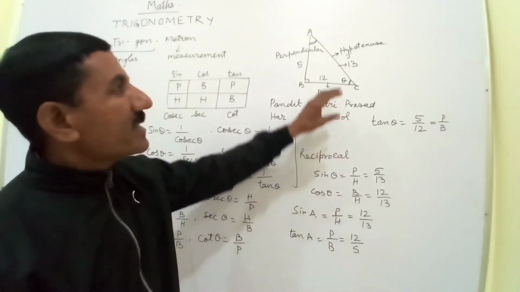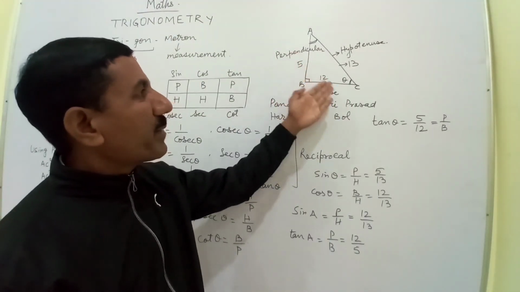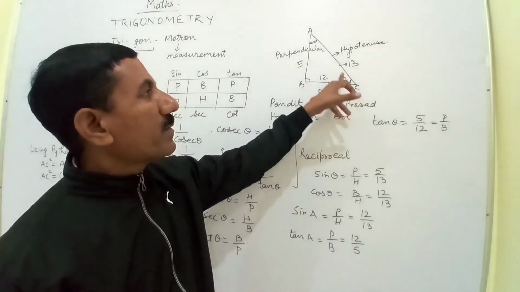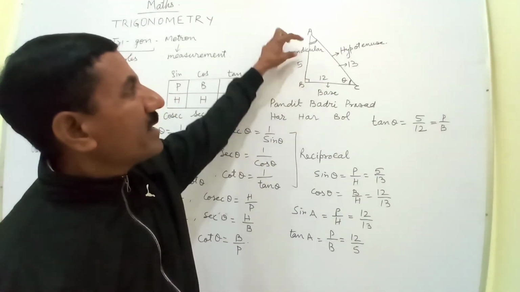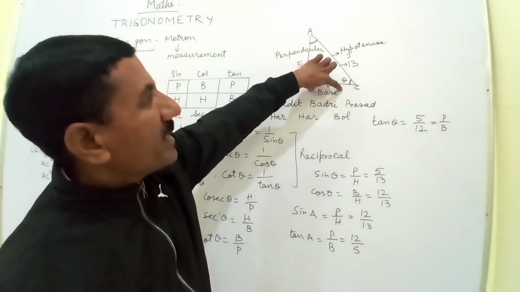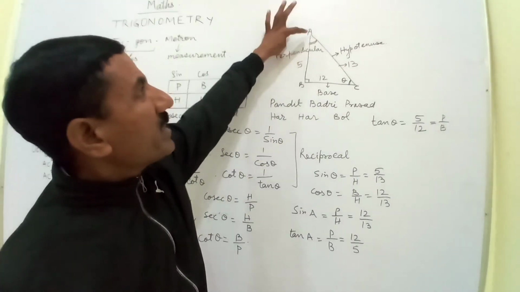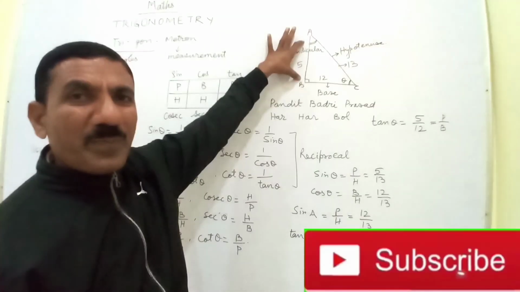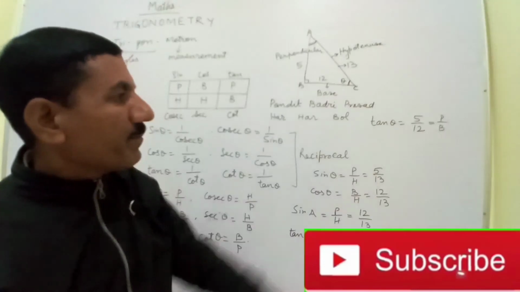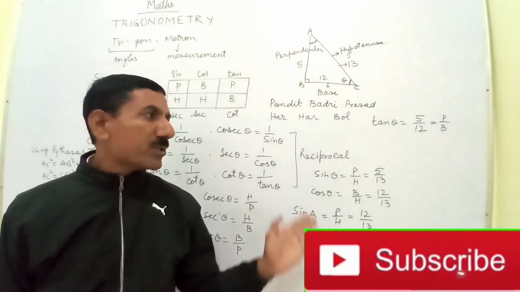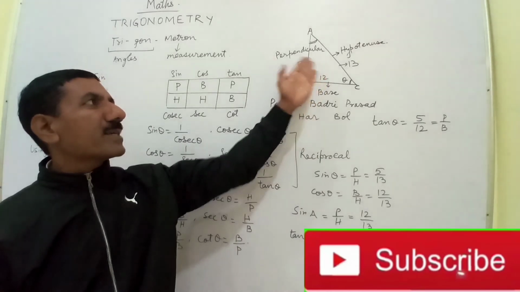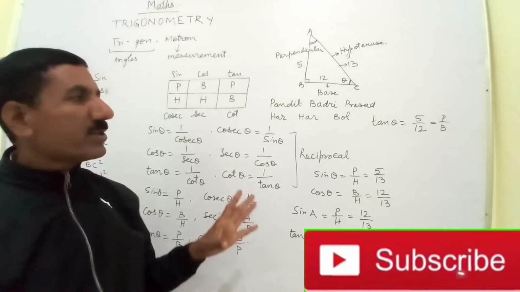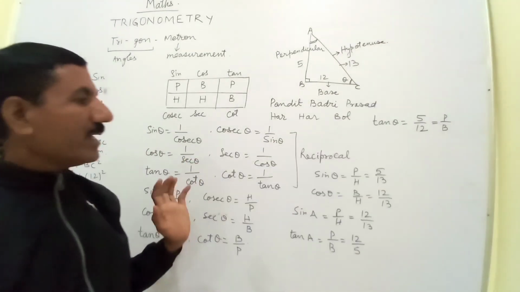According to the angle, the sides will change, base to perpendicular and perpendicular to base. If the angle is theta, then this side will be perpendicular and this will be base. But if you observe angle A, this side will be perpendicular and this side will be base. Hypotenuse will be the same. By these formulas, you can easily solve questions based on triangles and trigonometric ratios. I hope you will understand it better and solve the questions effectively and easily.